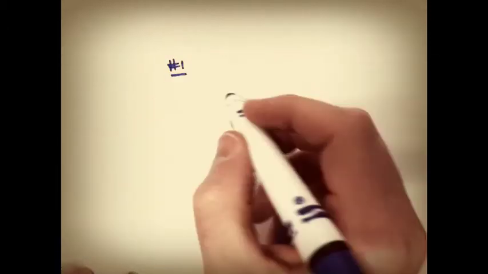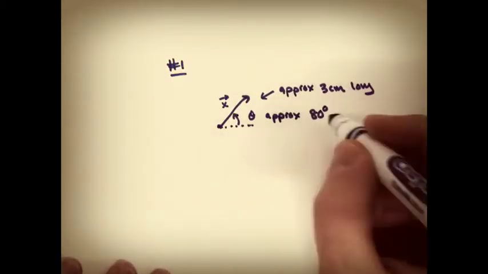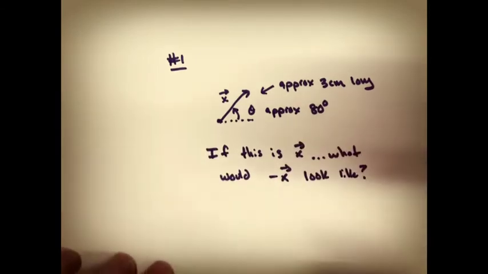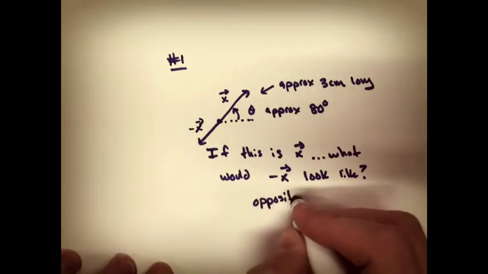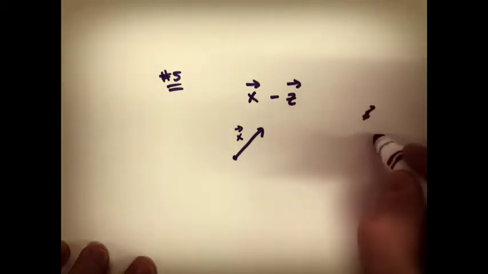If you take a peek at number 1 again, I know I already explained it, but you'd be looking for the length and the approximate direction. Length's about 3 centimeters, direction's about 70, 75, or 80 degrees. That'll work. If you look at number 5, 5 specifically is a subtraction problem, vector x minus vector z.